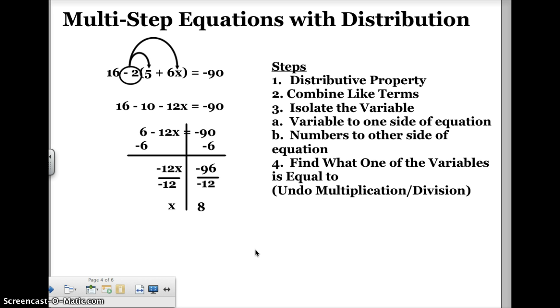Now the one thing I want you to notice on this problem is how I've organized my work. If you notice, I have my numbers right underneath each other. I kind of keep my x's right underneath each other. And when you do that, it makes it a lot easier to follow what you're doing, and it's a lot easier for the teacher or other people to tell what you're doing also. Hopefully this video helped.